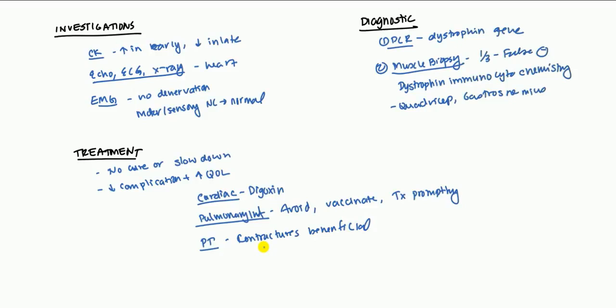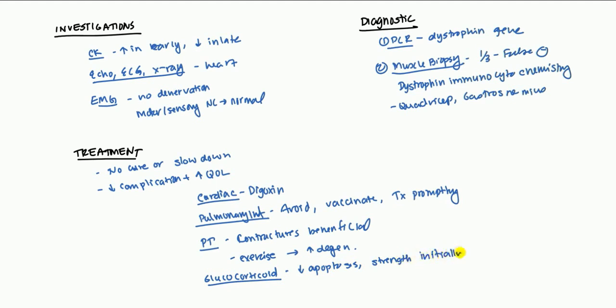Next, exercise. You want to do exercise, but not too rigorously. Otherwise, the muscles can't handle it, and you get increased degeneration. Finally, glucocorticoids. They have been shown to decrease the rate of apoptosis and increase strength, at least initially. It does tend to stop working after a while. And the problem with this is there does tend to be osteoporosis and weight gain that generally occurs with chronic use. And so you get these, I guess, Cushingoid symptoms that you need to watch out for.